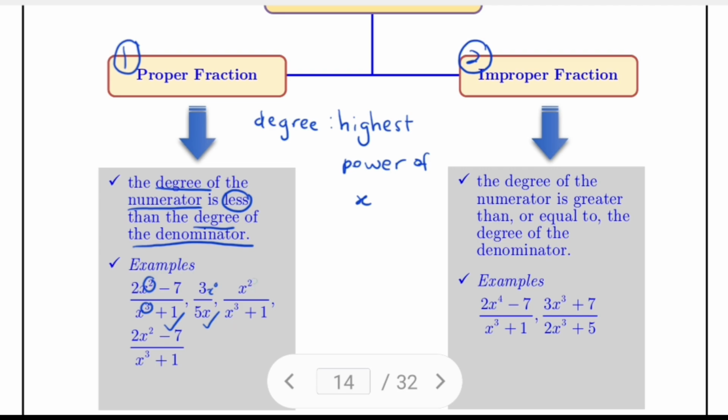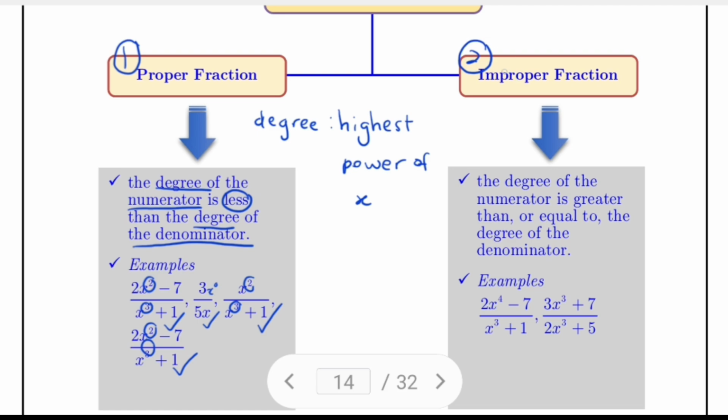Third example, x squared, so the degree is 2, over x cubed plus 1. So the degree is 3. Degree in the numerator is less than the degree in the denominator. So this is also a proper fraction. And in the last example, we have 2x squared minus 7, so the degree is 2, over x cubed plus 1. The degree is 3, and the degree in the numerator is less than the degree in the denominator. So this is also a proper fraction.